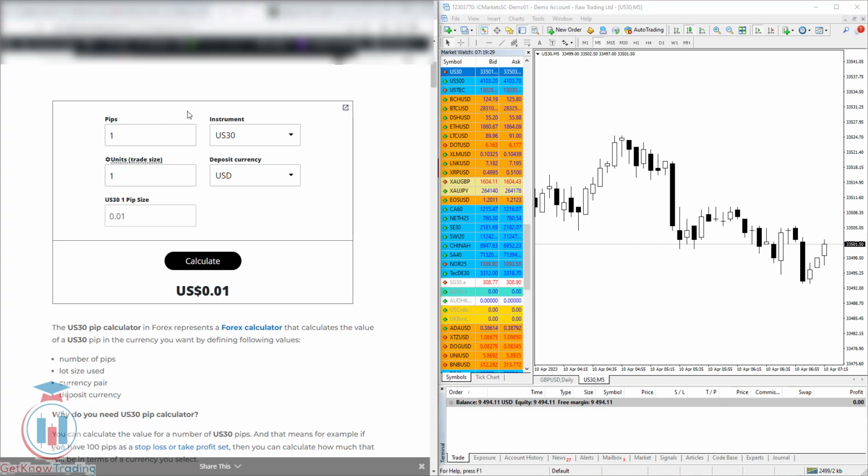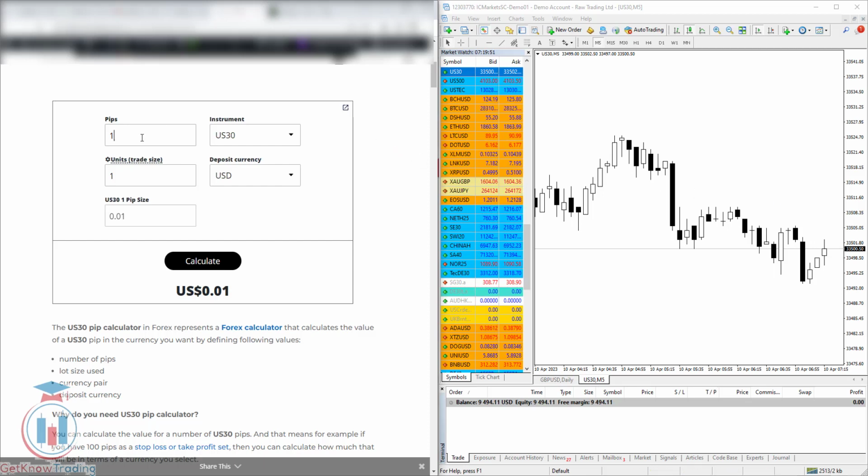On the left side you can see the Pip calculator, which you can use to calculate the pip value, so you can determine what the profit is for the target when you put a profit here, or you have also a target for the stop loss, which you can use to calculate the risk on each trade that you open.